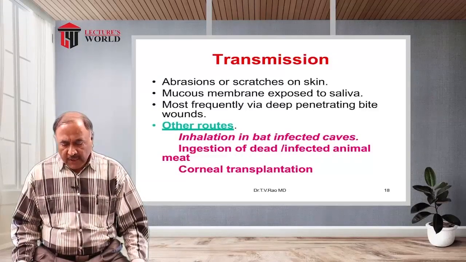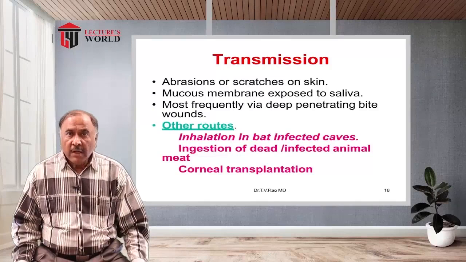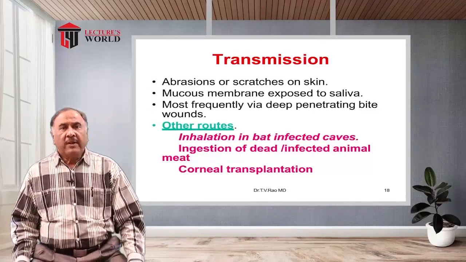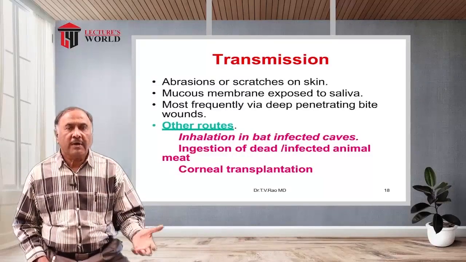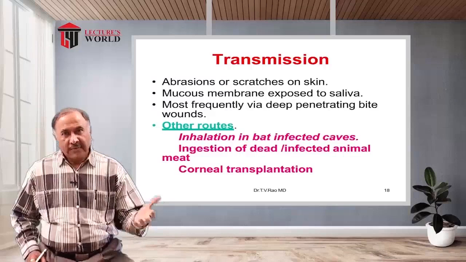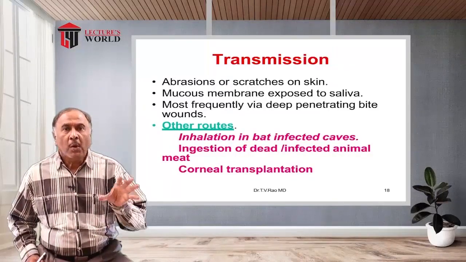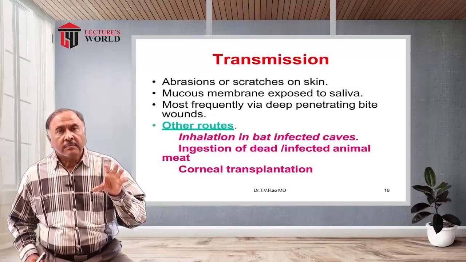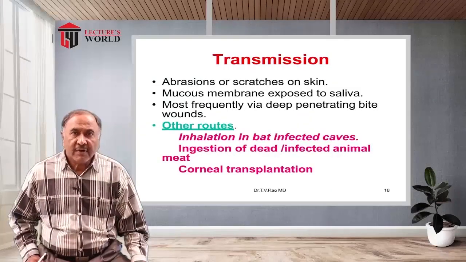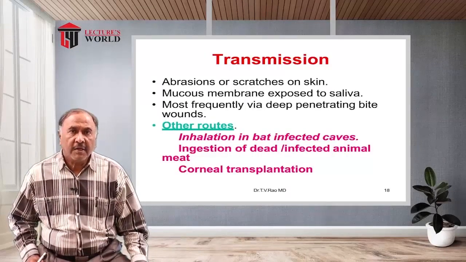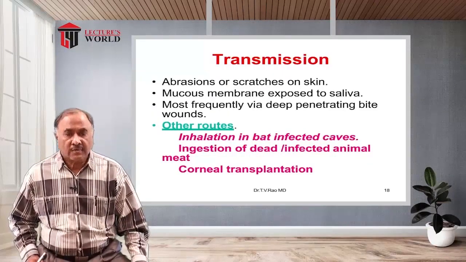The mucous membranes which are exposed to saliva can be dangerous, and most frequently via deep penetrating bite wounds. When superficial licking of wounds or abrasions is done by infected animals, the virus can be transmitted, but the more likely possibility is when the wounds are due to biting of an animal. When the bite is a deep penetration of the soft skin tissues, then this infected saliva can reach the nerve cells very rapidly, where the virus gets attached to the acetylcholine receptors on nerve cells.